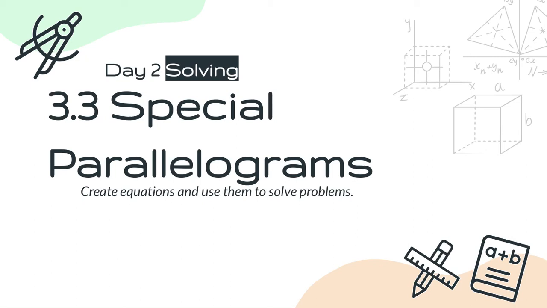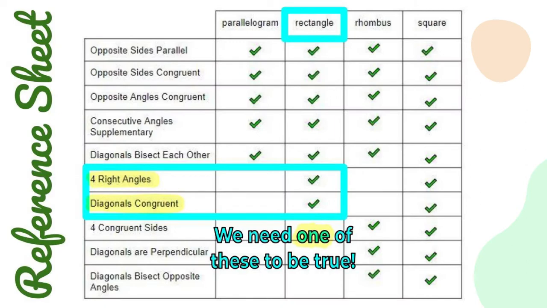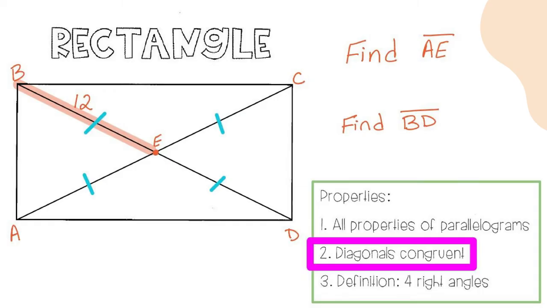Now that we have spent some time practicing our properties of special parallelograms, we're going to use those properties in order to solve for missing variables. So, for our rectangle, we need at least one of these to be true, either 4 right angles or the diagonals are congruent. So when I'm looking at this problem, I note that I have diagonals are congruent.